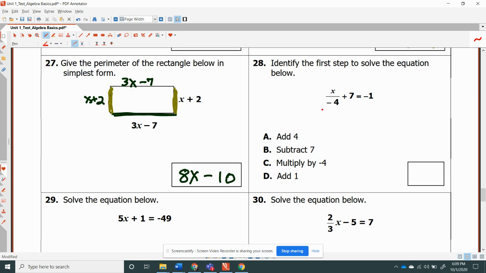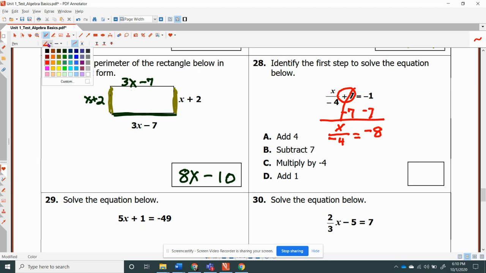Okay, a couple of things you could do here. But the first thing I would do is eliminate the constant. So we're going to subtract 7 from both sides. Now, they didn't ask us to solve this. They just wanted to know what the first step was. But I'm going to go ahead and solve it. Negative 1 and negative 7 are negative 8.